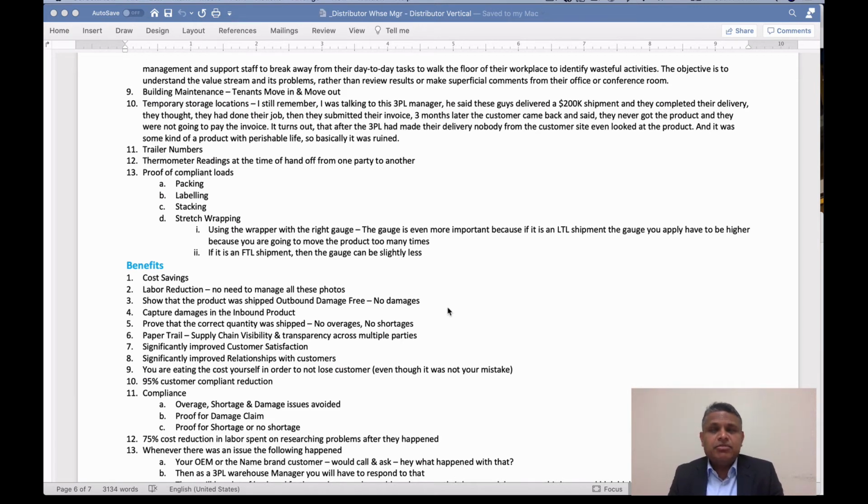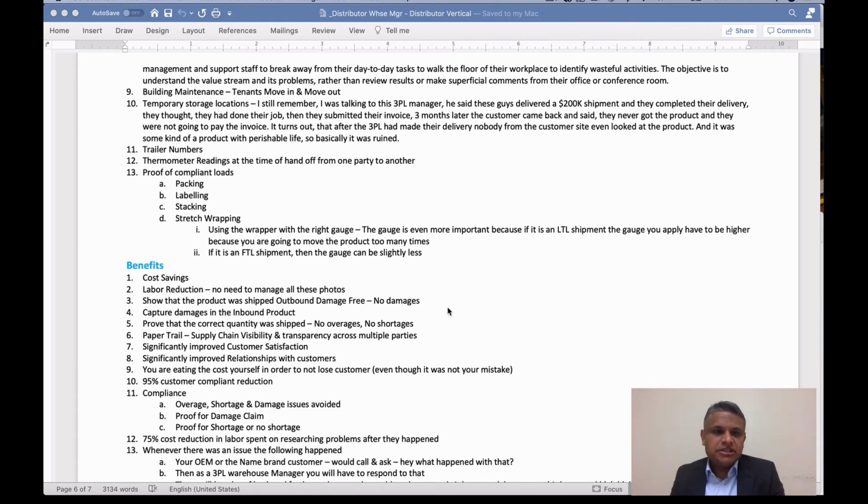For example, I still remember I was talking to this 3PL manager. He said these guys delivered a $200,000 shipment and they completed delivery. They thought they've done their job well and they submitted their invoice. 3 months later, the customer came back and said they never got the product and they were not going to pay the invoice. It turns out that after the 3PL had made their delivery, nobody from the customer side even looked at the product, and it was a perishable product. So basically, it was ruined, right?